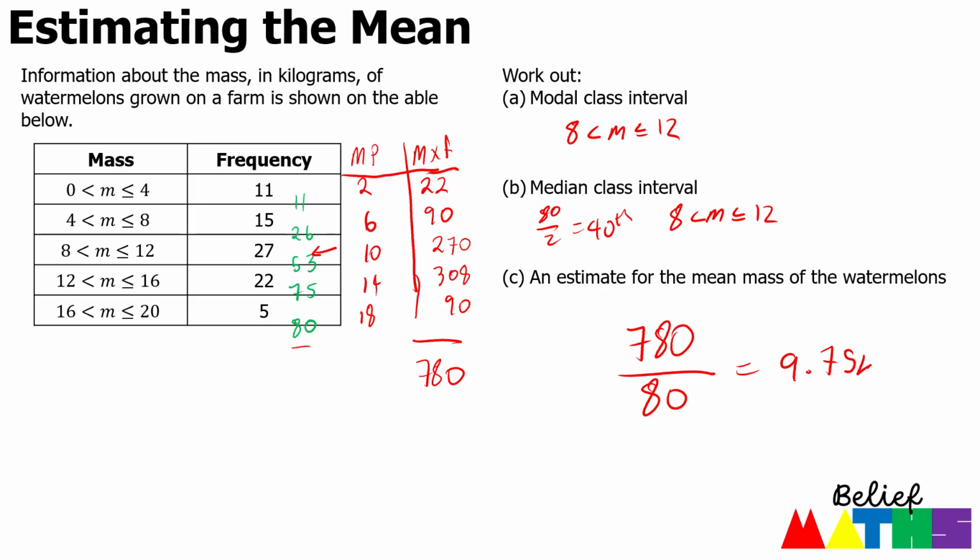9.75 kilograms. Now the reason it's an estimate is because we don't know exactly what weight each of those watermelons were. We've assumed it's in the middle. It could be below that, it could be higher. So the mean could be bigger than 9.75, but it also could be smaller. It's because we don't know the exact value. So again, the fairest way to estimate is to use that middle value.